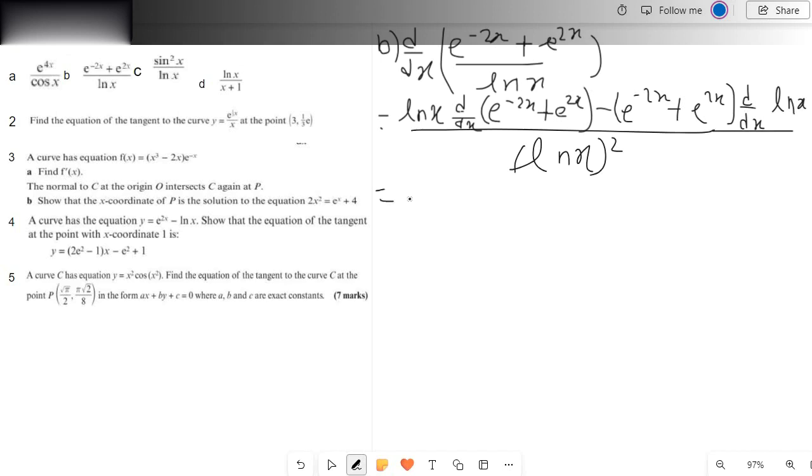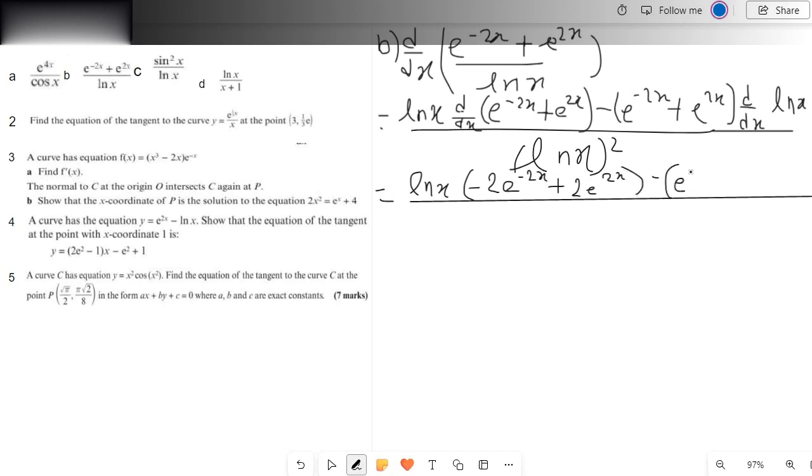So simplifying, we have ln x, and d/dx of e to the power minus 2x is minus 2 e to the power minus 2x using the chain rule like before, and for e to the power 2x we have 2 multiplied by e to the power 2x. Then subtracted again by (e to the power minus 2x plus e to the power 2x) multiplied by the derivative of ln x, which is 1 over x as discussed before, and the whole divided by ln x whole squared.